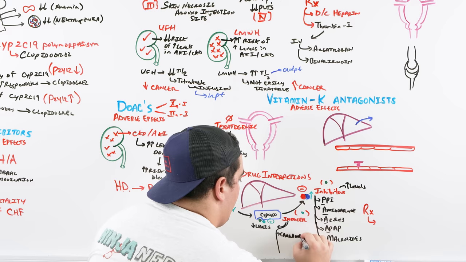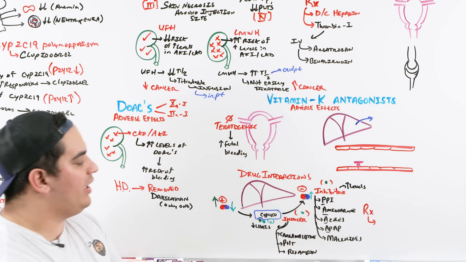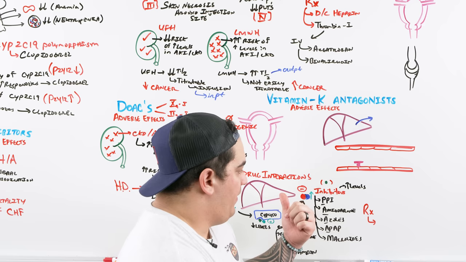Another one is called phenytoin, we'll put PHT. And then another one for tuberculosis is rifampin. So I think these are really important things to be able to remember, my friends. Okay, teratogenic, please don't give it in pregnancy, because of the increased risk of fetal bleeding and demise.